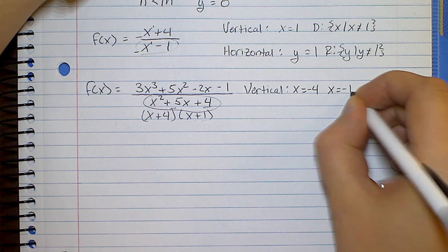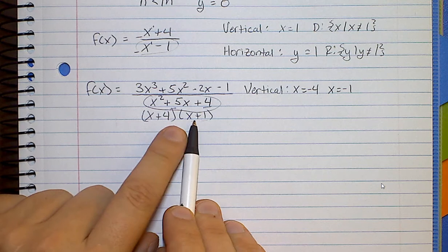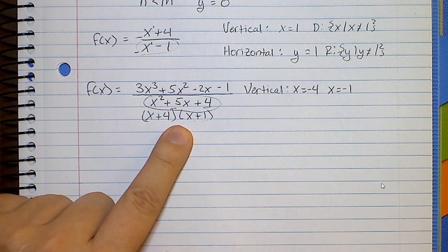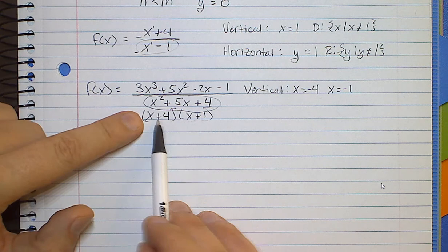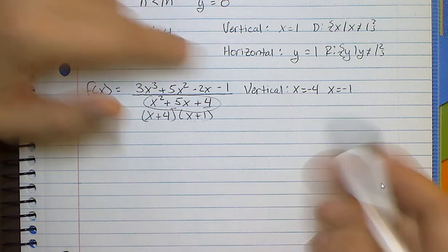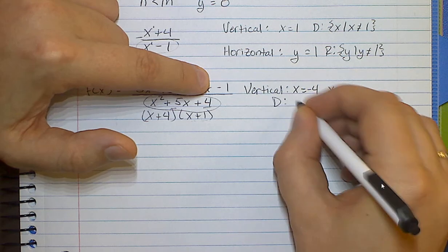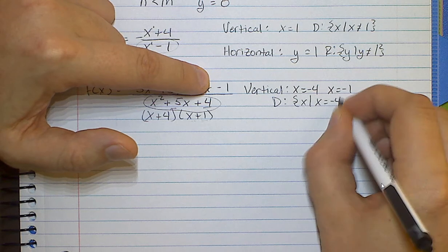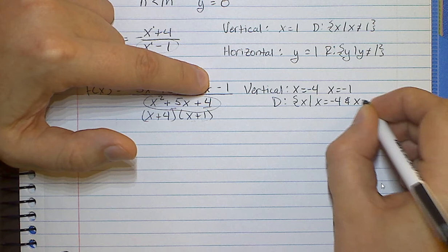Now it doesn't matter if -1 turns this one into 0 but it doesn't turn that one into 0, because you're still multiplying something by 0 and it still turns into 0, right? Do you guys see that? So if these are our two asymptotes, then the domain is x such that x cannot equal -4 and x does not equal -1.